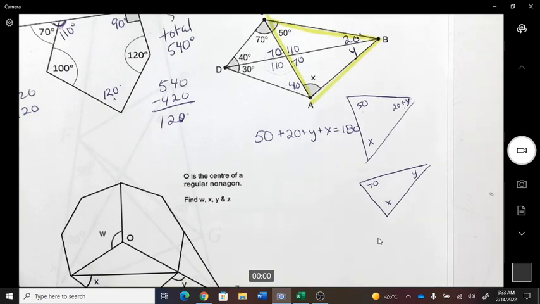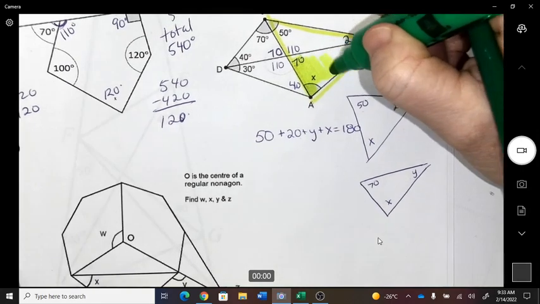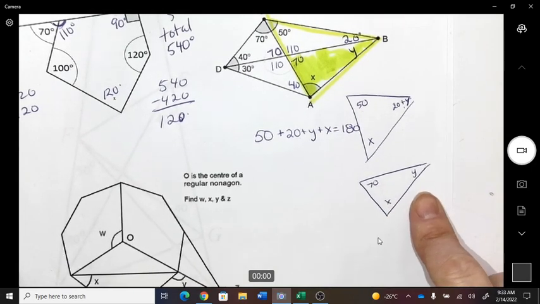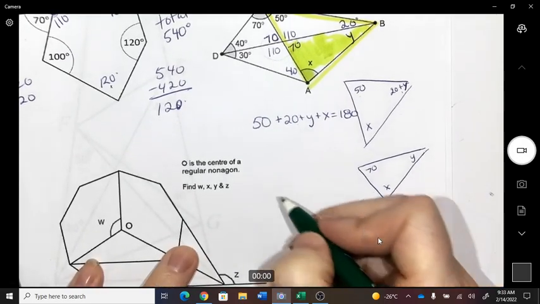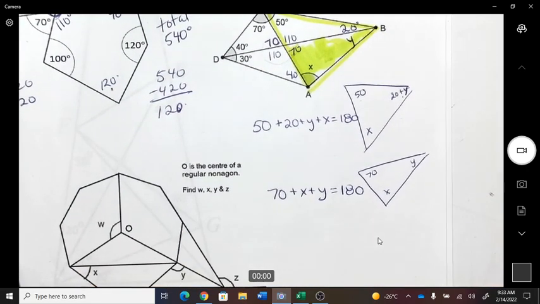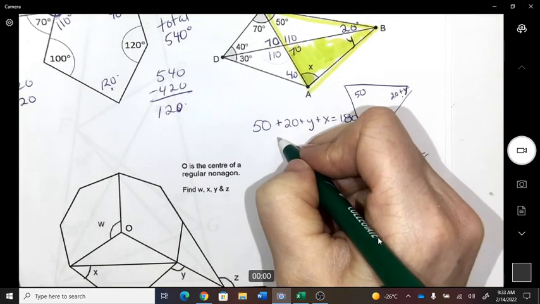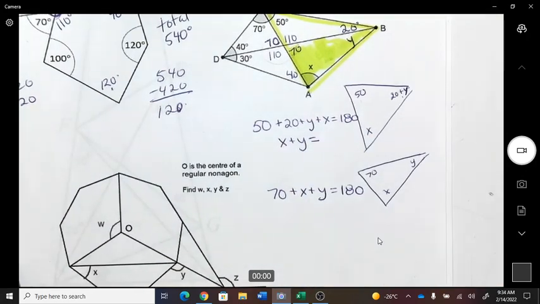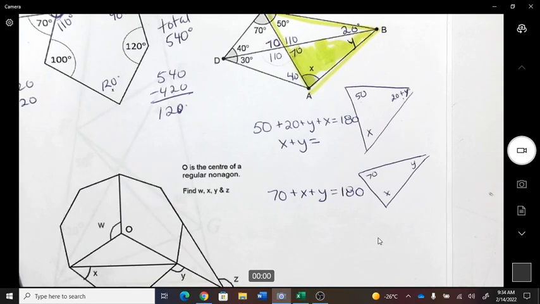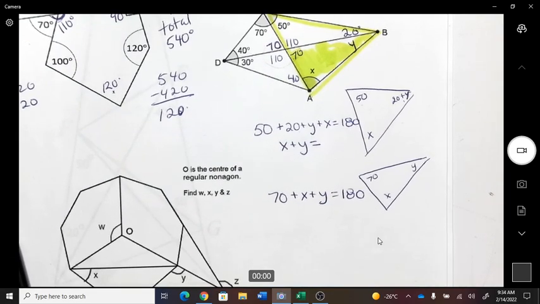Okay. Now I'm going to look at just this triangle. So here's this triangle, and I'm going to do another statement. 70 plus x plus y will also equal 180. Okay, so x plus y equals what? So can you take 50 and 20 off of that? What did you say? 110?